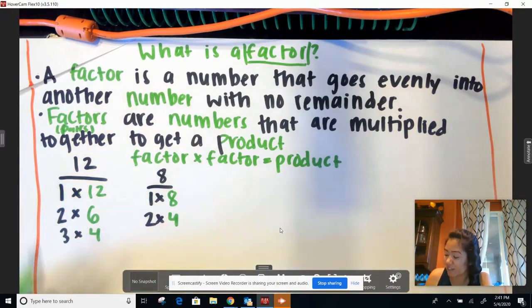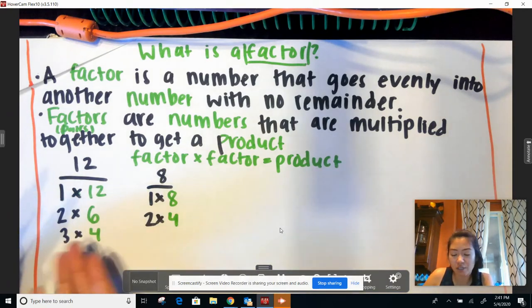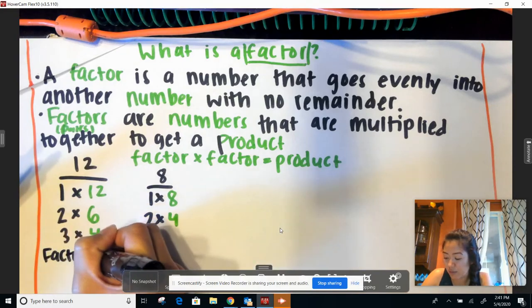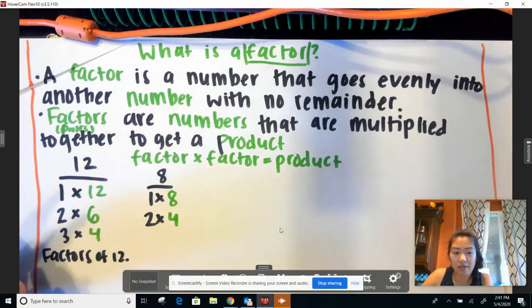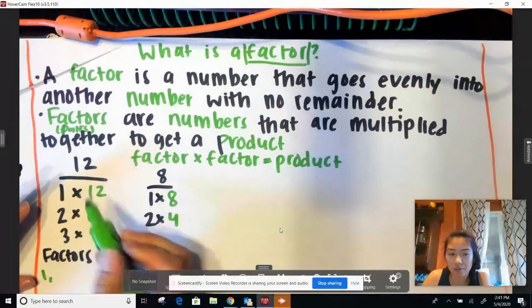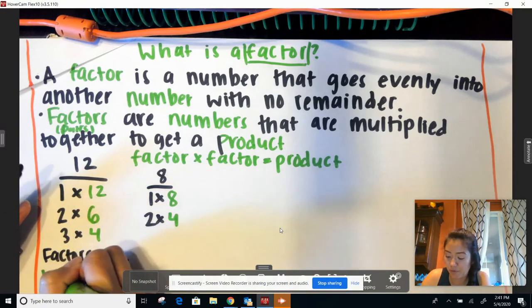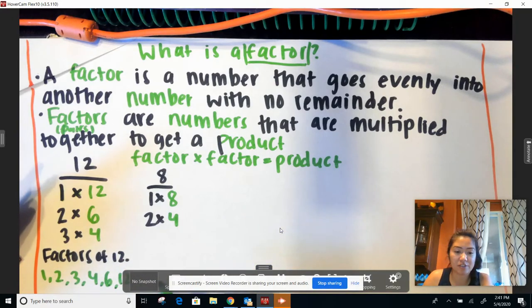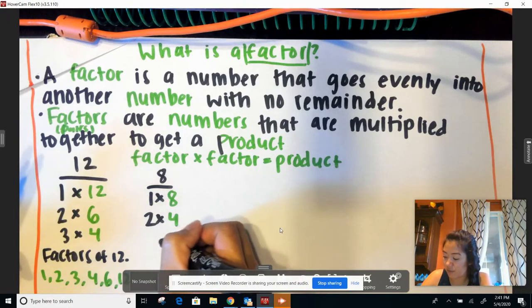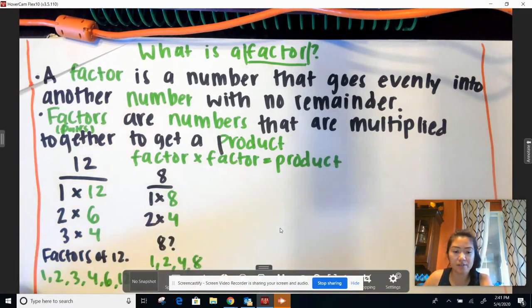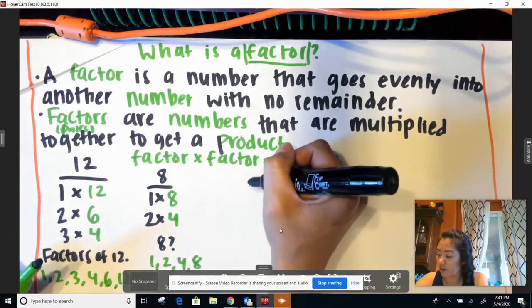Guess what? That means we're done. So if I ask you, what are the factors of 12? All you would need to write out is 1. And then typically you want to put these in order. So it would be 1, 2, 3, 4, 6, 12. Those are my factors of 12. Factors of 8: 1, 2, 4, 8. Great. Let's try another. How about 16?